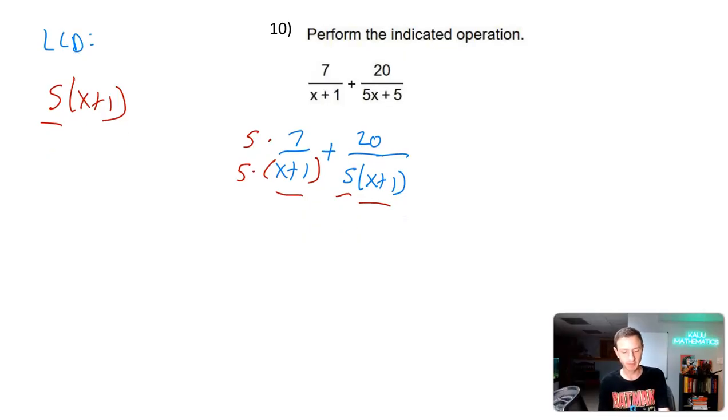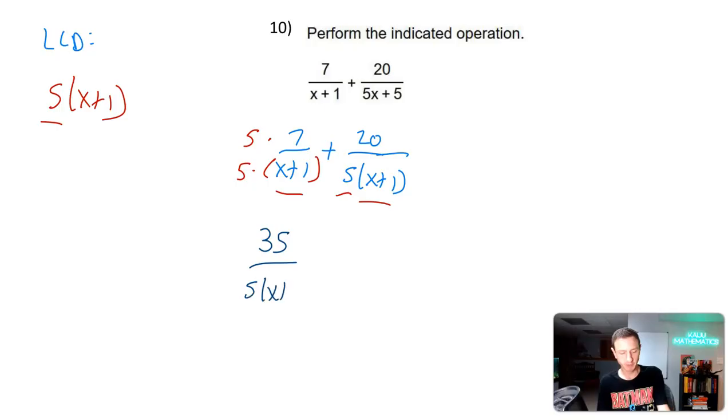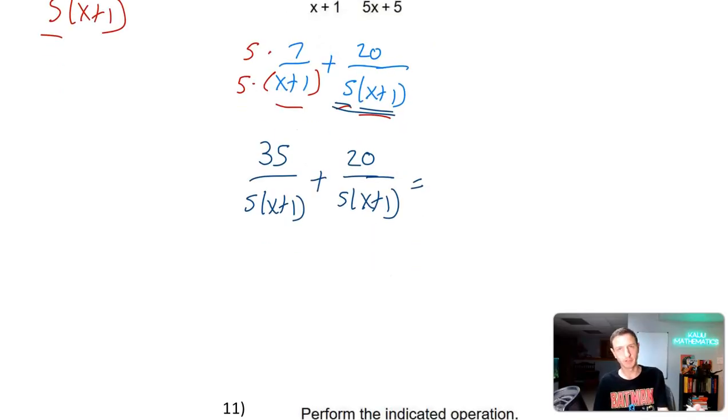So 5 times 7 is 35 over 5 times x plus 1, plus, and I didn't have to do anything to the second fraction because it already had the 5 and the x plus 1. So this is 20 over 5 times x plus 1. Same denominators, so add across the top: 35 plus 20 is 55 over 5 times x plus 1.